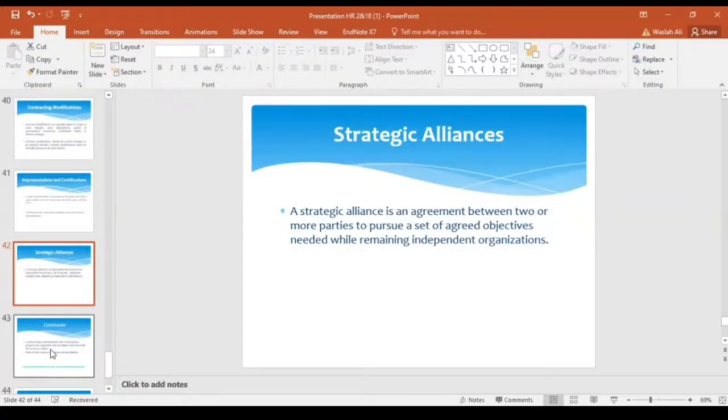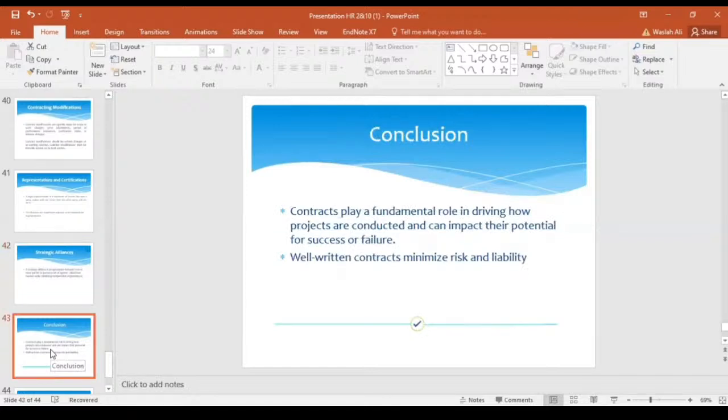Now moving to the next slide, strategic alliance. A strategic alliance is an agreement between two or more parties to pursue a set of agreed objectives while remaining independent organizations. There are some pros and cons of strategic alliances. The benefit is that it reduces cost and the risk of any project. And there is a risk also that sharing of trade secrets takes place in this alliance. If you are making an alliance with any firm or contractor, then you have to share your trade secrets with that party, and it may create a potential competitor against your firm.